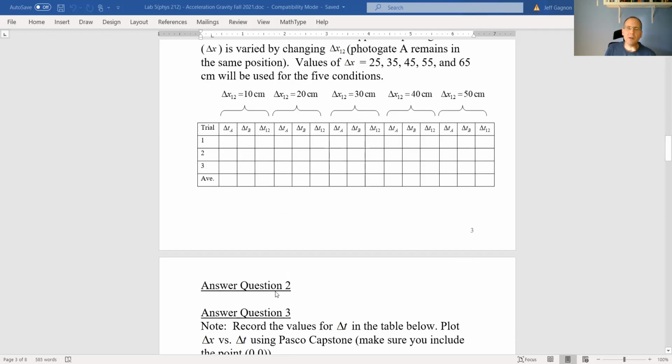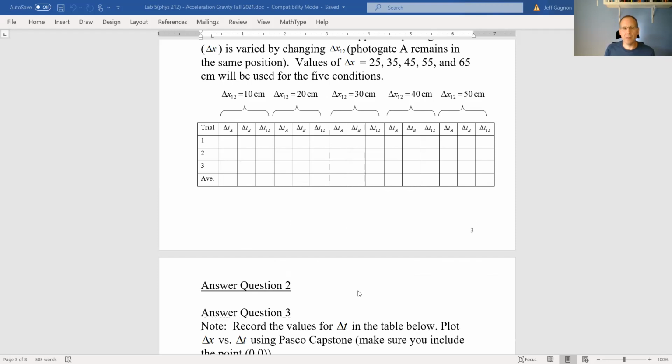All right, so question 2 is simple. It asks you to find the average. Remember, we have 3 trials, so you need to find the average of each of these values. So all 15 values here, find the averages. In the lab manual, it also says compute the percent experimental accuracy, but don't worry about that. Just find the averages. So for question 2, just find the average of each of these values in this table here.